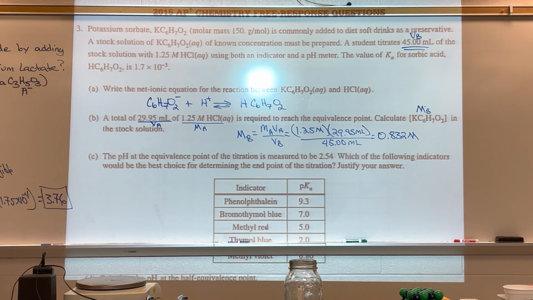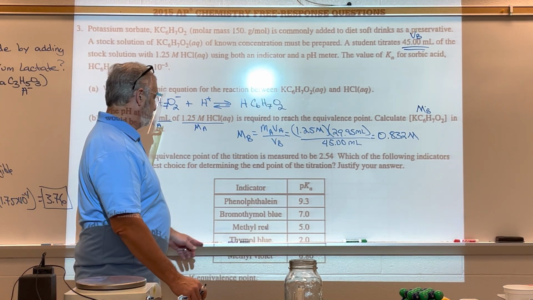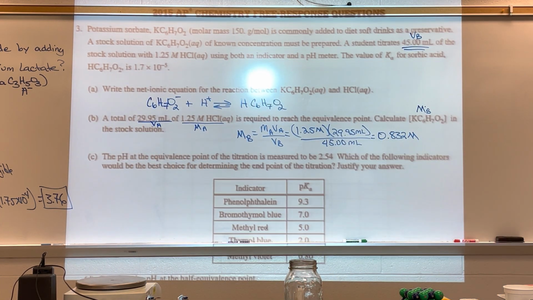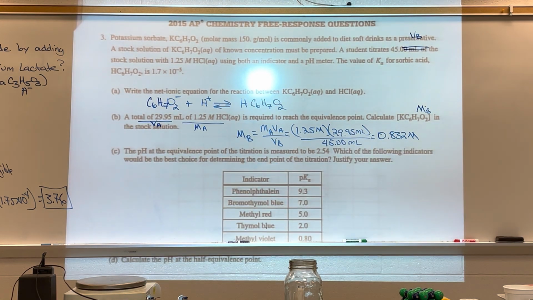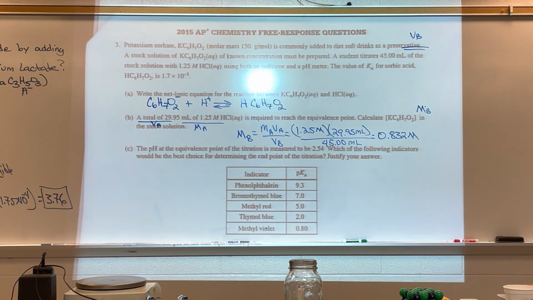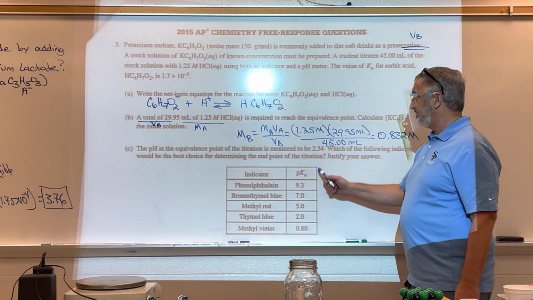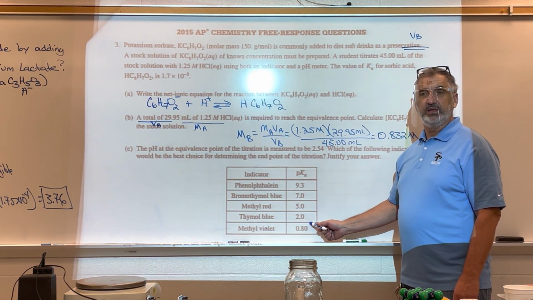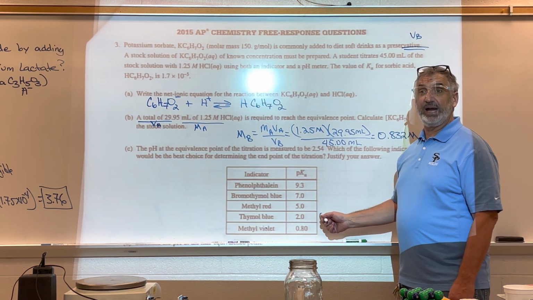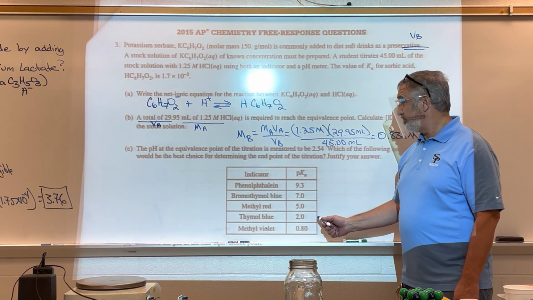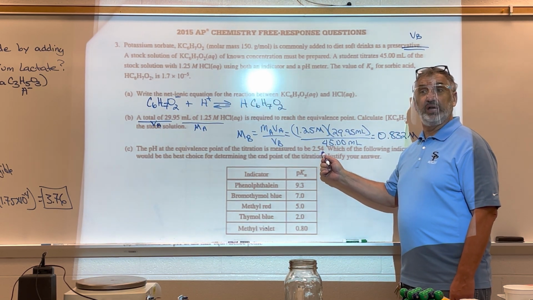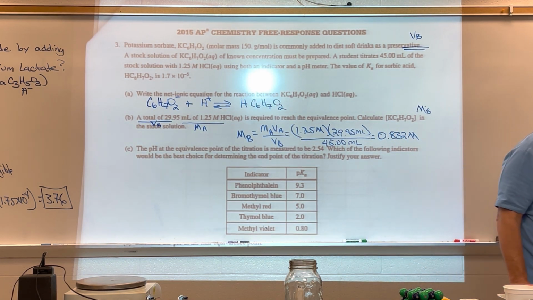So if the pH at the equivalence point is 2.54, which one of these do I want to pick? I want to get the one that's closest to 2.54, so I'm going to use the thymol blue. That's an easy money point, no math. You just need to know that the pKa of the indicator needs to be as close to the pH as possible at the equivalence point. Because that means that's when it's going to change colors.